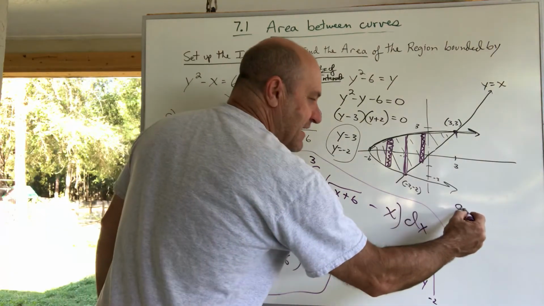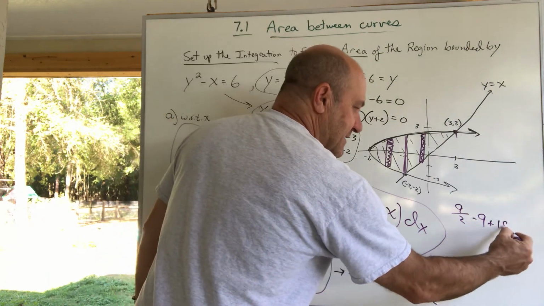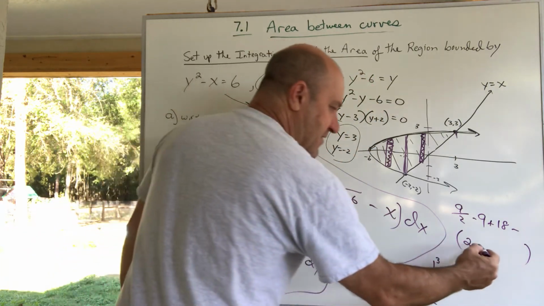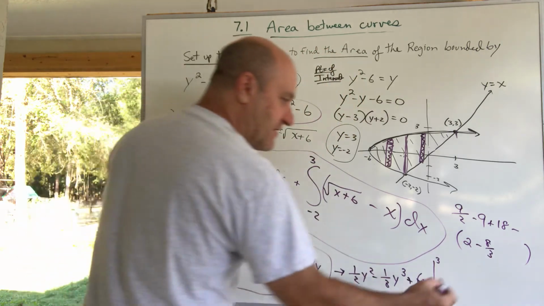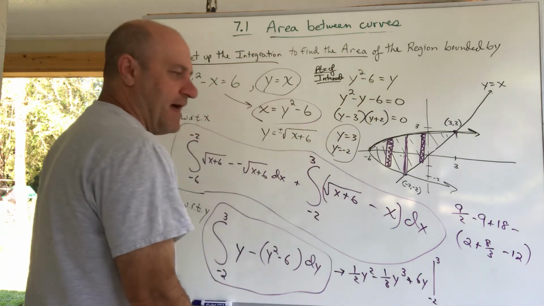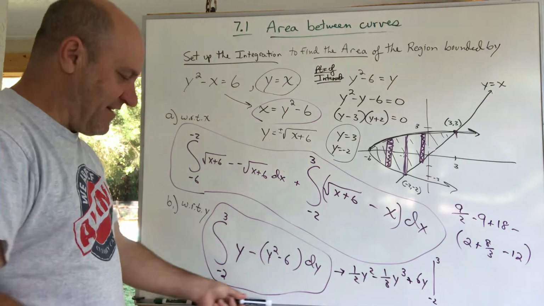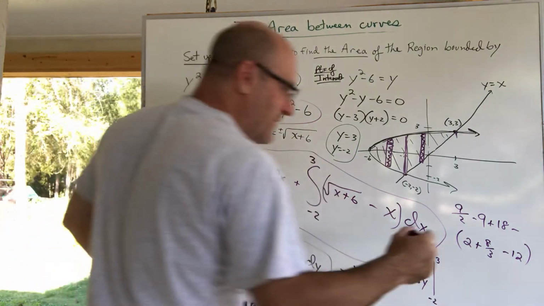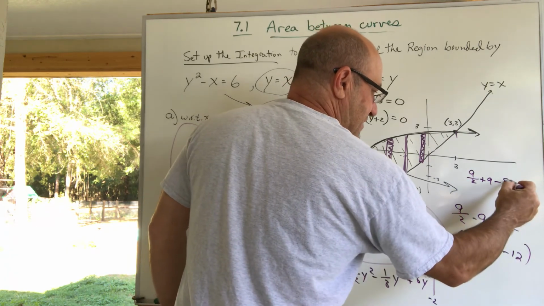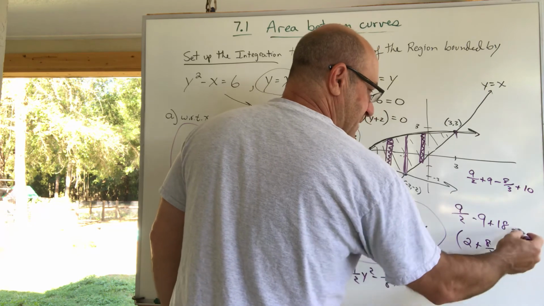Plug in the 3. I'm going to get 9/2 minus 9 plus 18 minus, plug in the -2, 2, -8/3, no, +8/3, and -12. Wow. What is that? Come on, pick up a calculator, help me. Remember, you're trying to beat me anyway. What is that? That's 9/2 plus 9 minus 8/3 minus 10 plus 10. It's a -10, but I'm subtracting it.